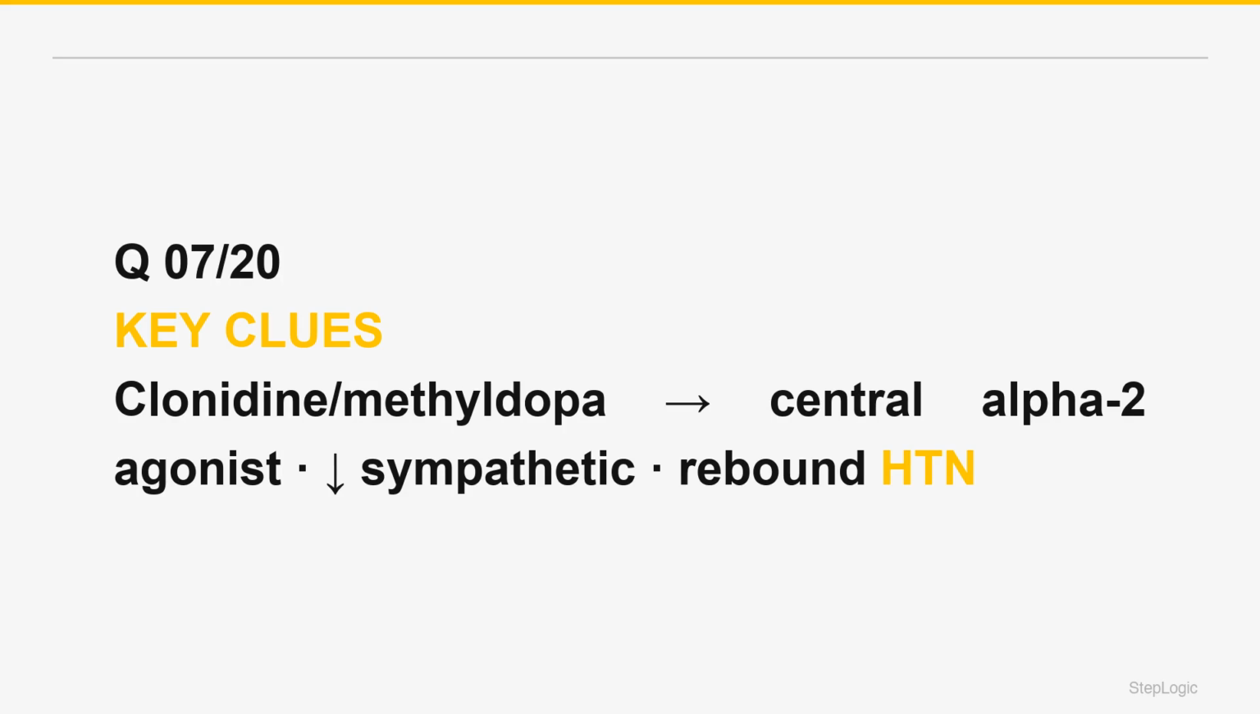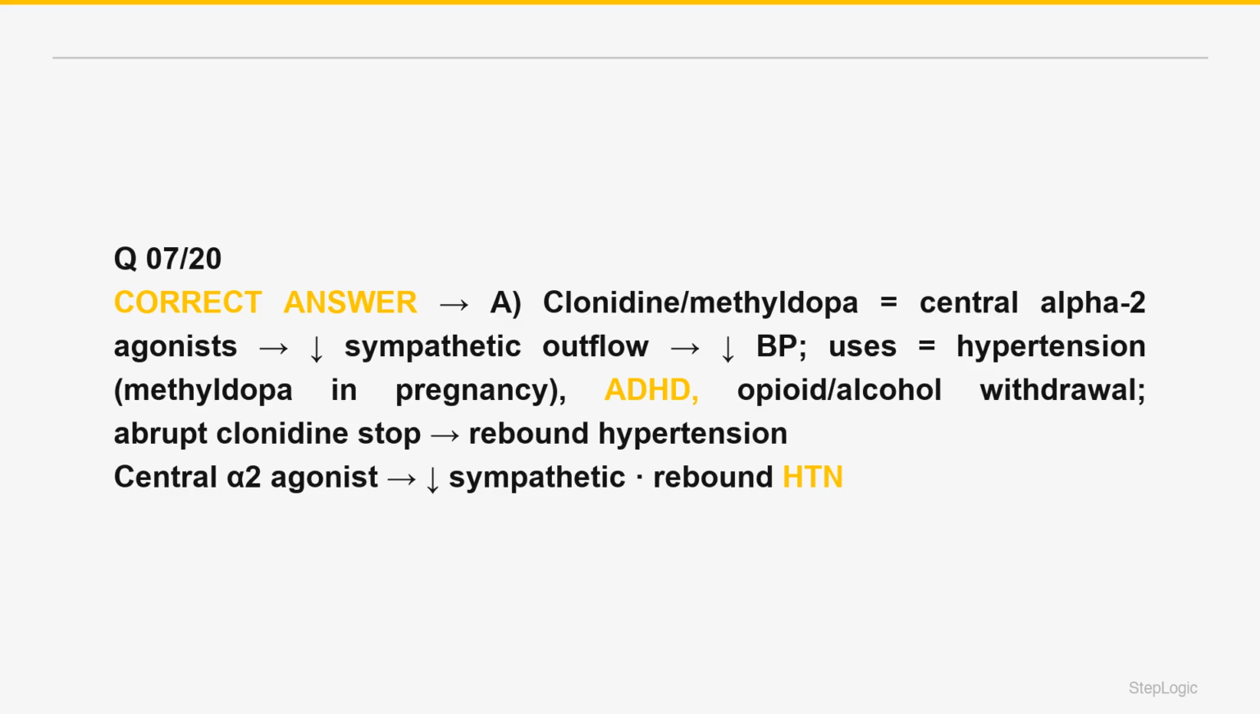Clonidine and methyldopa are central alpha-2 agonists. They stimulate presynaptic alpha-2 receptors in the vasomotor center of the brainstem, and because alpha-2 receptors are inhibitory autoreceptors, this decreases central sympathetic outflow. The result is reduced peripheral vascular resistance and heart rate, lowering blood pressure. Methyldopa is a prodrug converted to alpha-methylnorepinephrine, a false transmitter acting as an alpha-2 agonist. The correct answer is A.